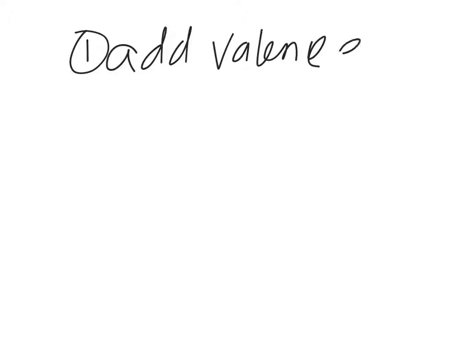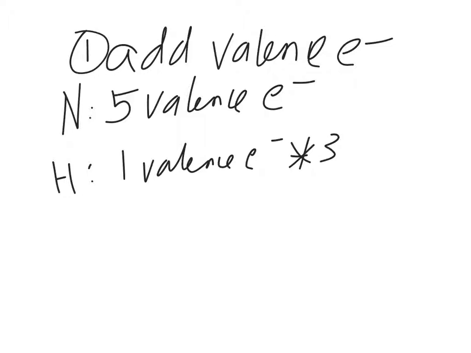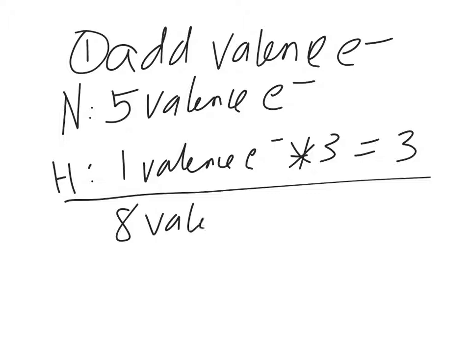So let's go through the things. The first one that we do is we're going to add up all the valence electrons in our structure. So for nitrogen, if you look on the periodic table, nitrogen has 5 valence electrons. We also added those up from our electron configuration. Hydrogen, we said, has 1 valence electron, but there are 3 hydrogens in our molecular formula, so that's a total of 3 valence electrons. So there are a total of 8 valence electrons that we need to show on our Lewis dot structure.